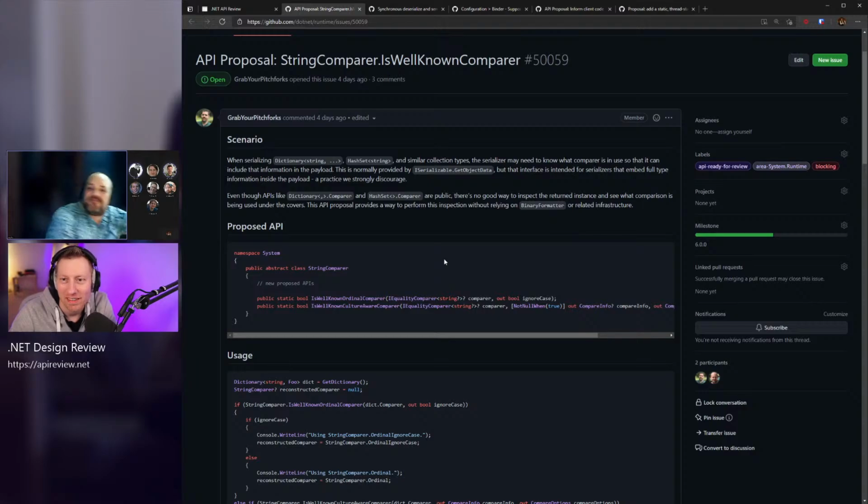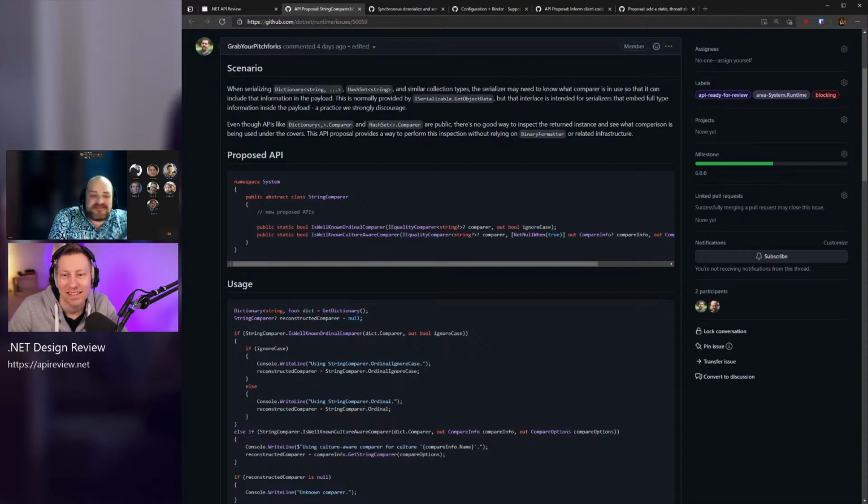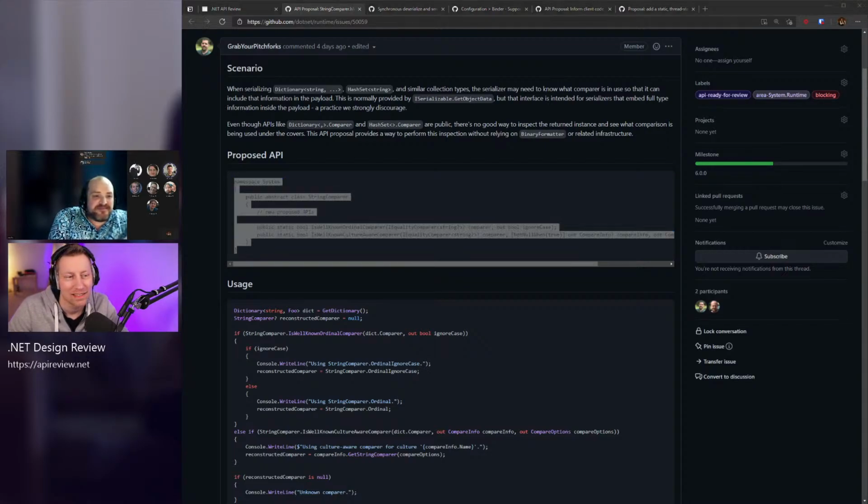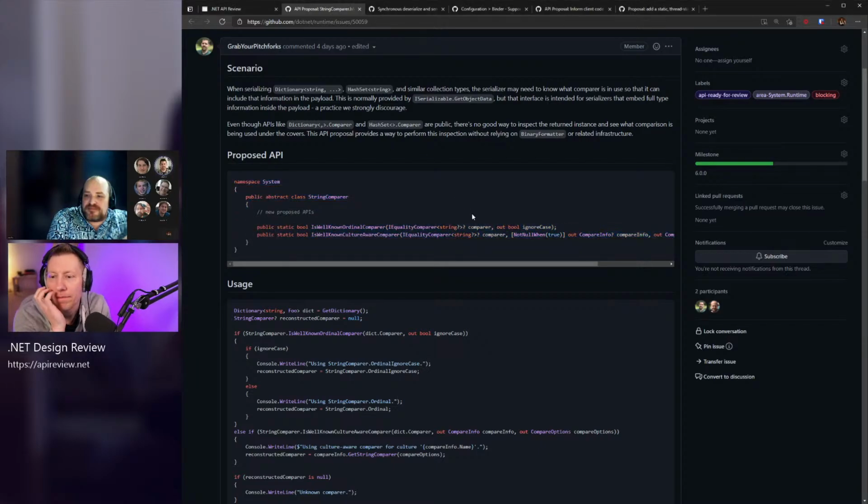So hi, Levi. So this is a request from the Orleans team. Basically, they are in the process of moving their stuff off of binary formatter. Hooray. But they have an issue they're running into where they want to send across the wire not just the data inside of a dictionary, but what comparer was this dictionary using?